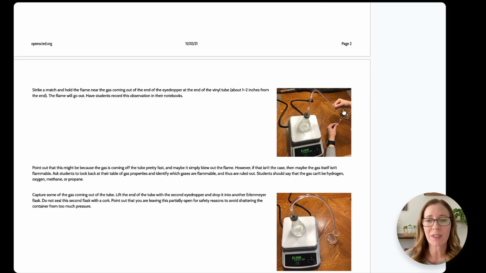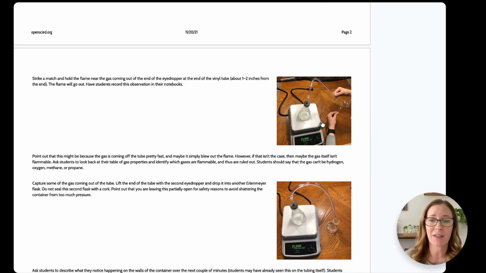And then you'll see that this is the flammability test. The bubbles are coming up and into this tube. This should look familiar because we did this with the helium when we did the helium flammability test. And so the gas is coming out, and guess what? The flame goes out. So we talk about why. Maybe there's a lot of gas being pushed out and it blew it out. Or maybe it's not flammable. It's probably not flammable. Okay, so that's our first properties test.